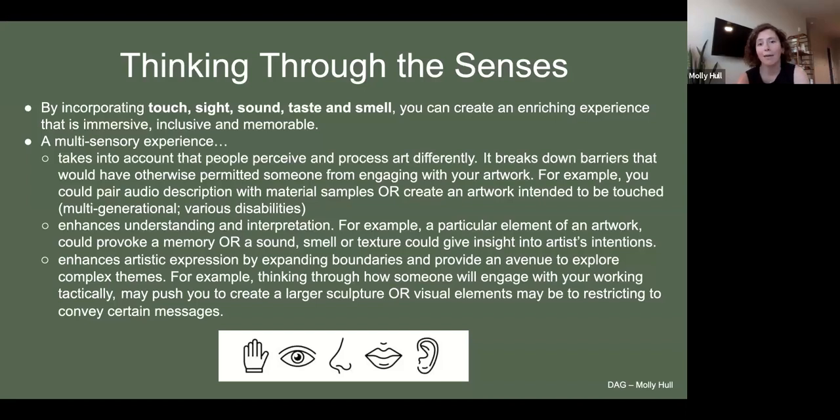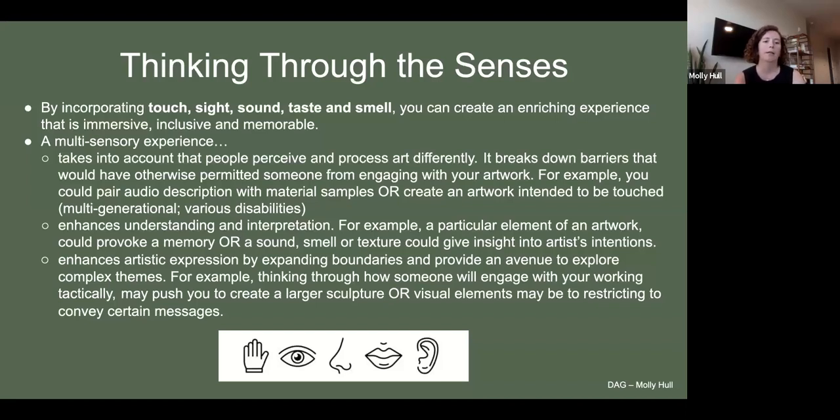Or you could create an artwork intended to be touched, right? But that's a feat in and of itself, because you have to think through a number of factors. Not only is someone who is maybe blind or partially sighted going to touch my artwork, but there are also children who might touch the artwork that might not have the gentlest of touch. So then how do you navigate that? Or maybe there's also going to be a range of people with various disabilities touching your artwork. So do they want to pick it up, or do they just want to touch it on a pedestal? So there's a number of factors to think through with tactile replicas.